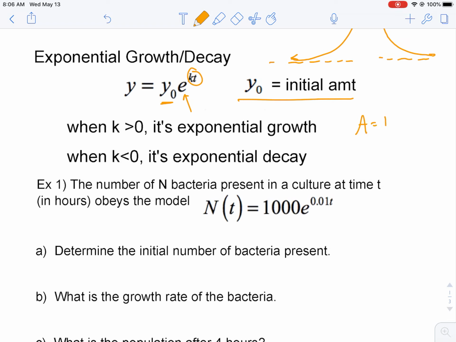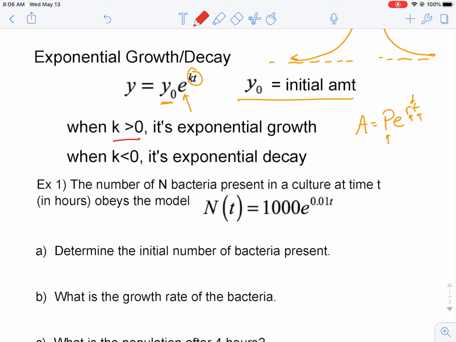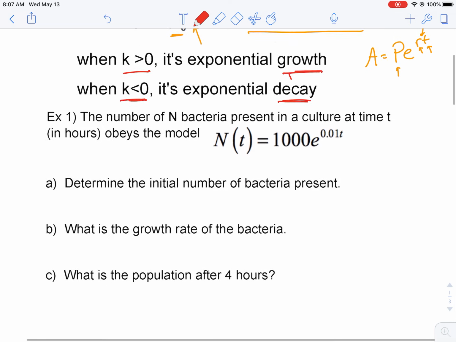Okay, so if you think about it, that looks a lot like the PERT formula, where P was your initial amount, and then it's e, and then the rate times time, where that time is in years. So there's a few differences here. When we talked about PERT, that rate always had to be positive. So when we talk about growth and decay, if k is bigger than 0, it's going to be exponential growth. But if k is negative, or less than 0, that means whatever you're talking about is decreasing, so it's exponential decay. Also, the t, the time, could be in minutes, hours, seconds. That time can change based on the problem.